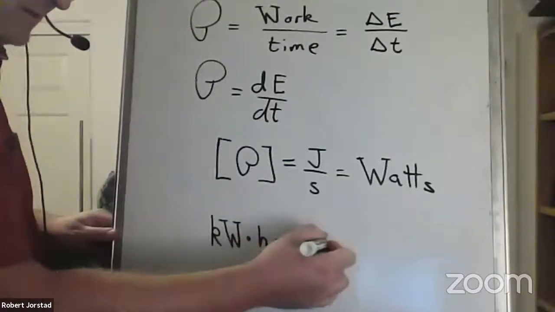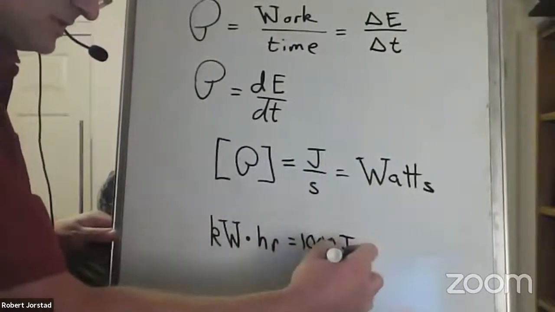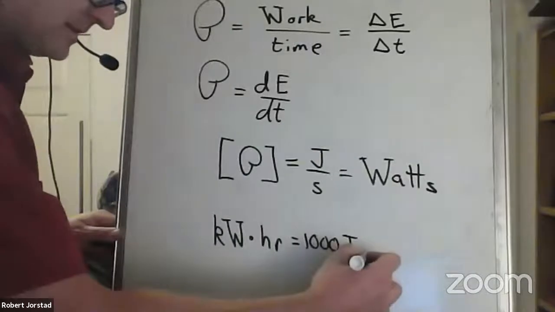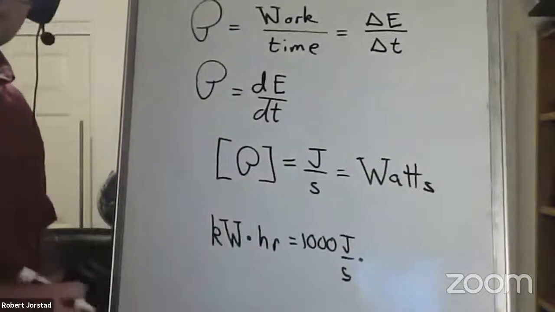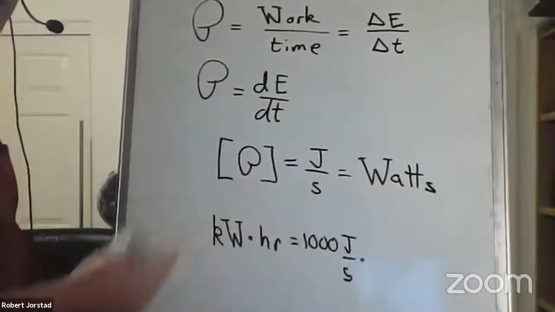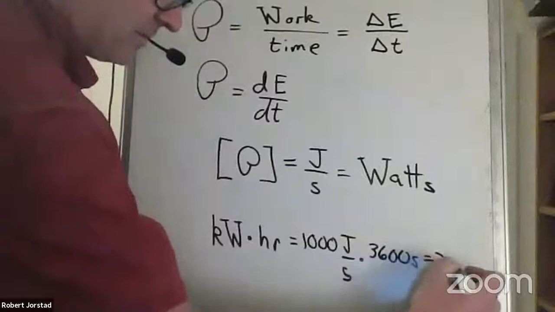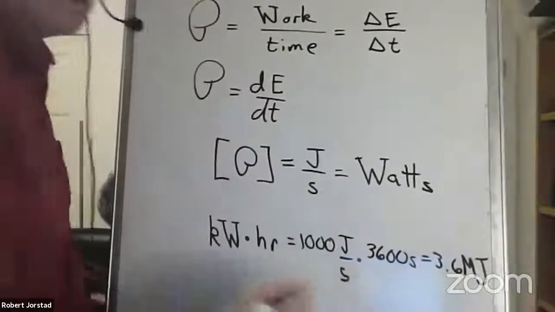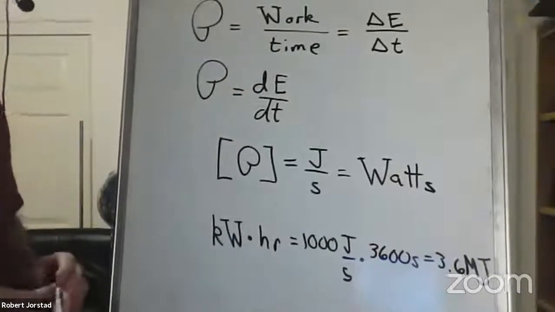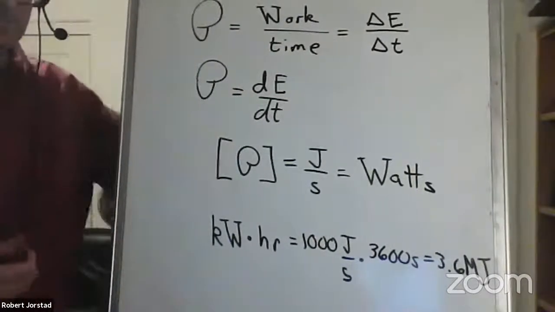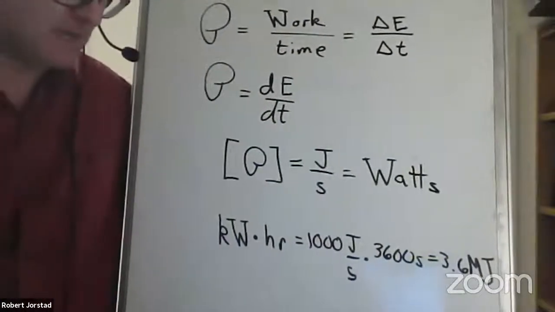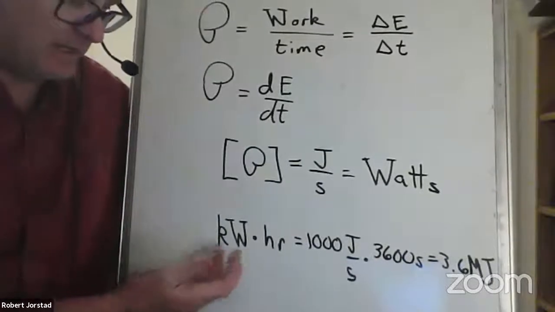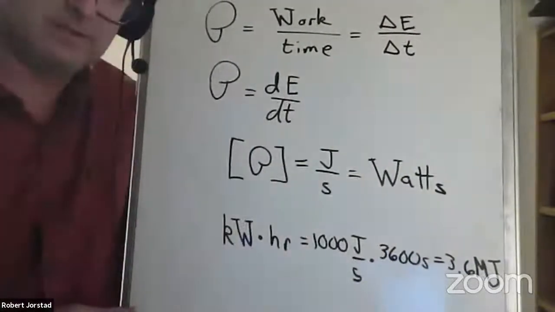Well, that's 1,000 joules per second. What's a convenient way to write an hour for this? 3,600 seconds. So notice it's 3.6 megajoules. And the student was like, why do they call it a kilowatt hour instead of a joule?